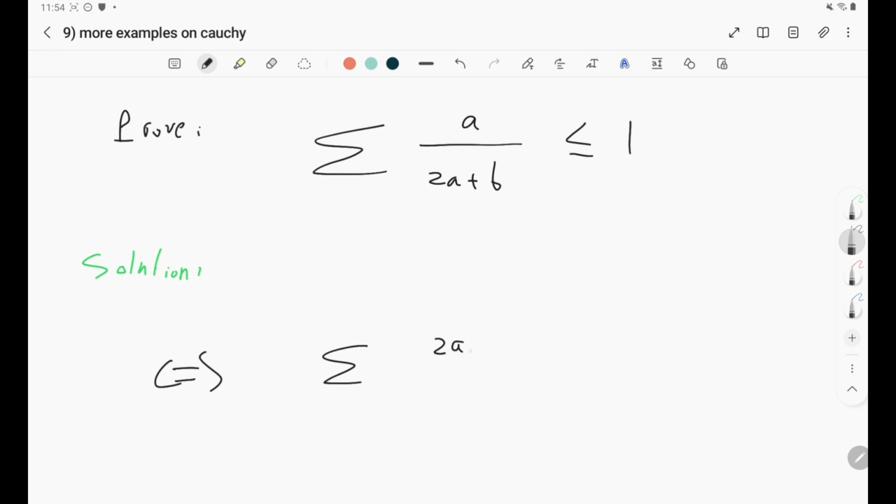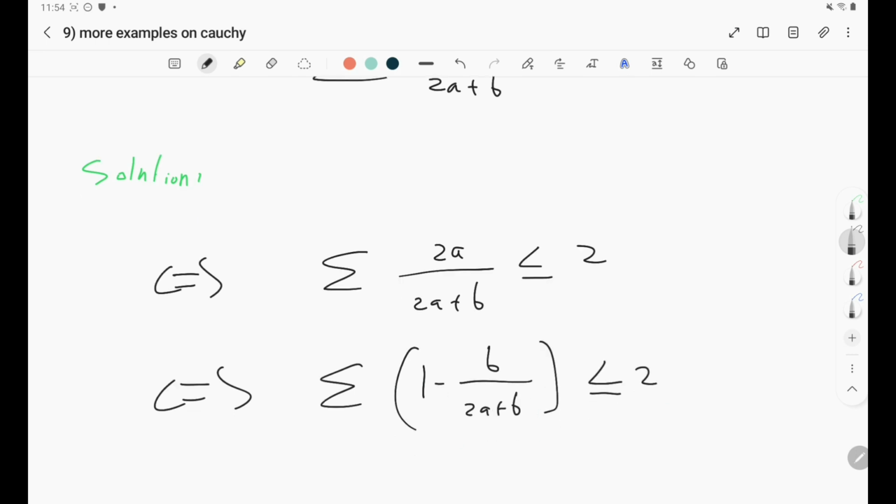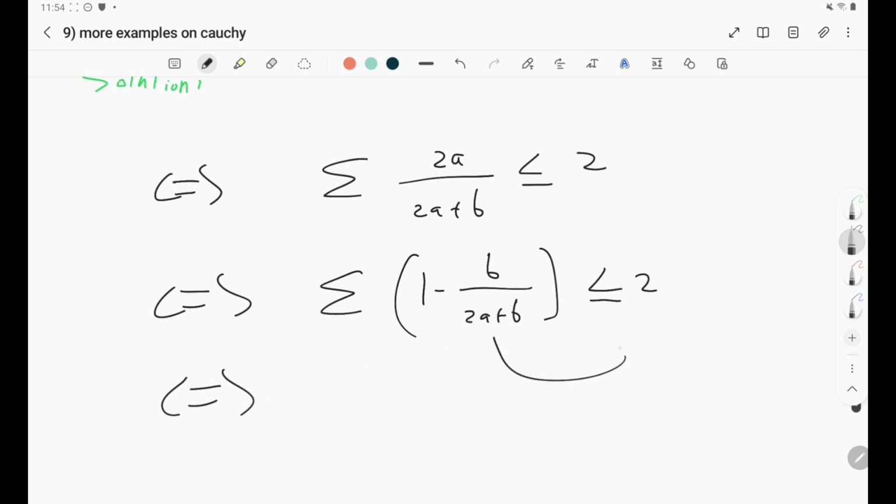So we just need to now show this thing is less than 2. So now we have 2a and 2a. So now we're just going to add ab and subtract ab. So basically this thing is just 1 minus b over 2a plus b. Of course, now you can move this to the right hand side, and this becomes 3. So minus 2 is going to become 1. So now we just need to do this.